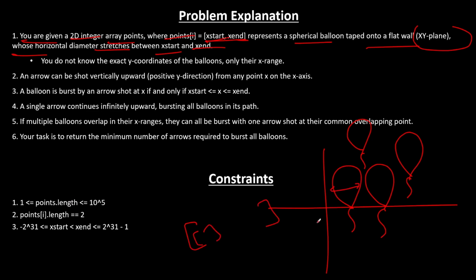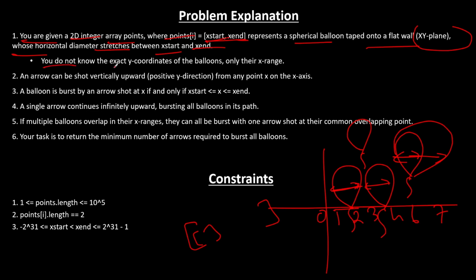Suppose it is 1 and 2, then 3 and 4. So 1 and 2 is the diameter of this particular balloon. This 3 and 4 is the diameter of this particular balloon. Let's take this as 6 and 7. This is the diameter of 6 and 7. Ignore the drawing, just take it this way only. So this balloon is of this diameter. So this is what they are given to us.